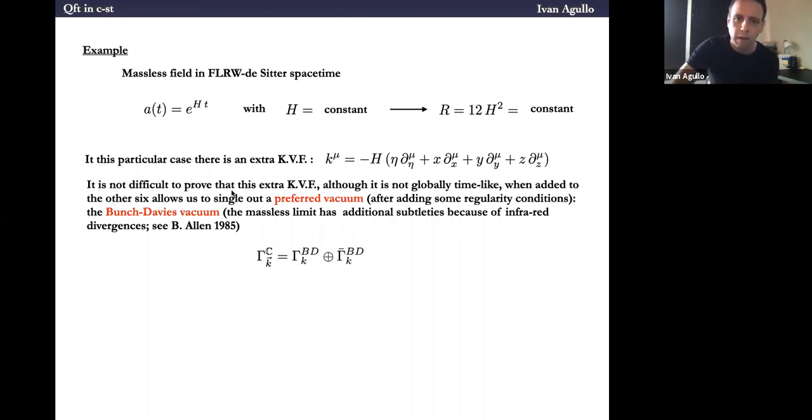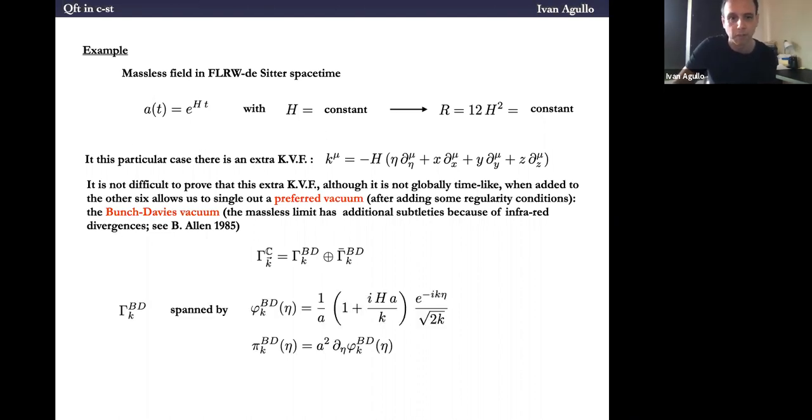One has to be careful that the massless limit has an infrared divergence, but there is a way of taking care of that. And that was derived in the 80s by Bruce Allen. So leaving aside this subtlety in the massless case, we have a preferred vacuum in this concrete spacetime. It's called the Bunch-Davies vacuum. And this is useful because inflation is very similar to this. So there is some preferred choice in inflation.